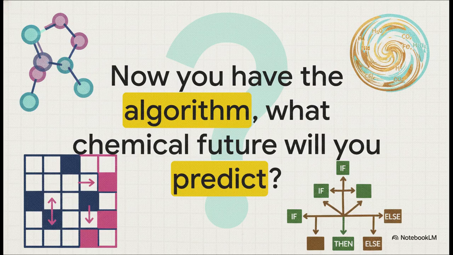So there you have it. You're no longer just looking at a reaction. You are now equipped with the algorithm to understand its destination. You've got the grid, you've got the detective work, the fortune telling, and the master decision tree. The only question left is, now that you have the algorithm, what chemical future are you going to predict first?